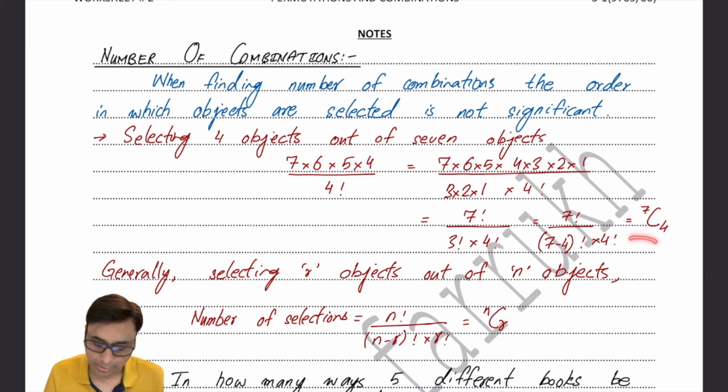You can quickly get your answer with that. So you can generalize and say, if you have spotted a question of combinations where the order doesn't matter, then selecting or finding the number of combinations of r objects out of n objects is going to be directly nCr.